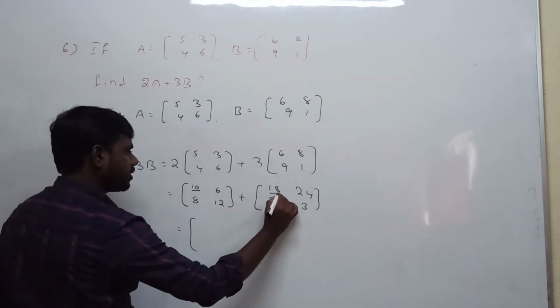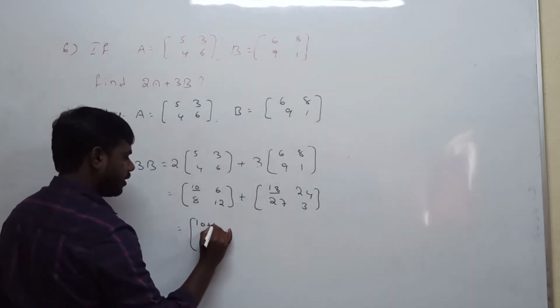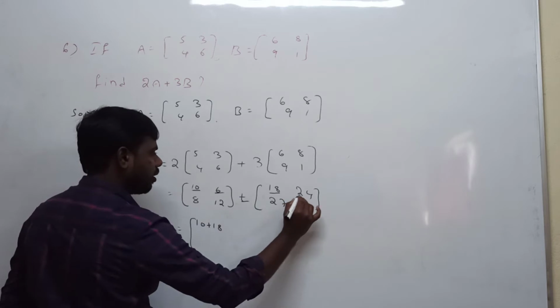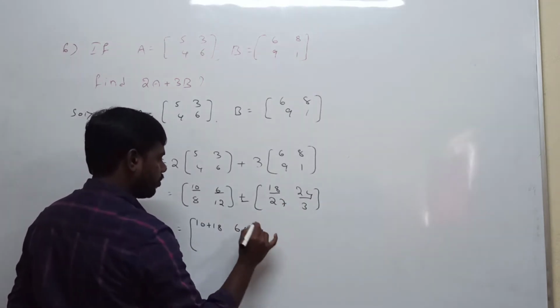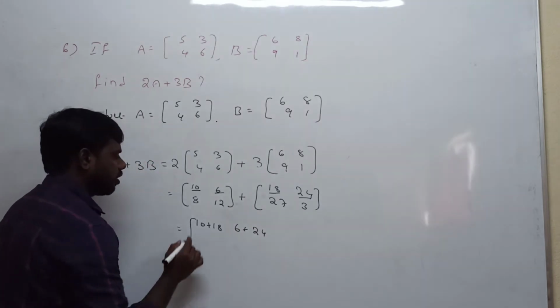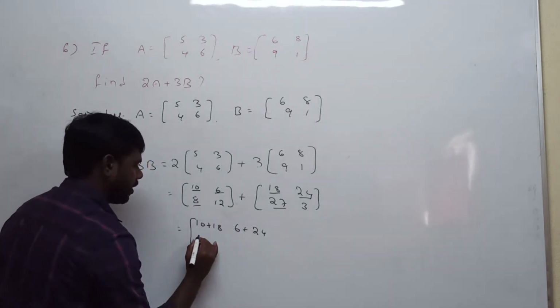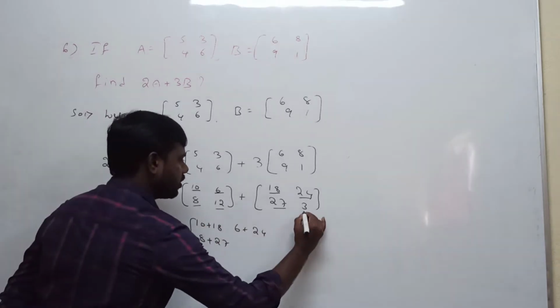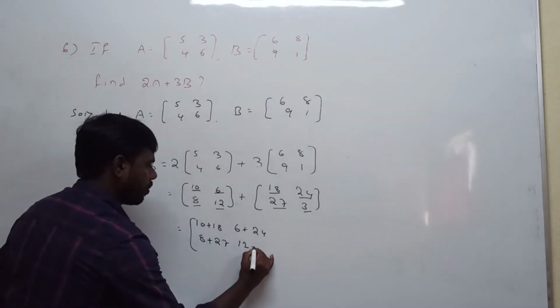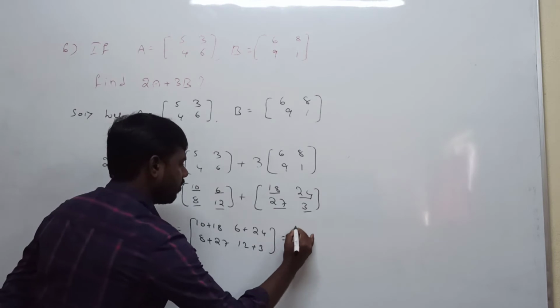First element plus first element, 10 plus 18. Second element plus second element, 6 plus 24. Next second row first element plus first element, 8 plus 27. Second row second element plus second element, 12 plus 3. Now we get the values.